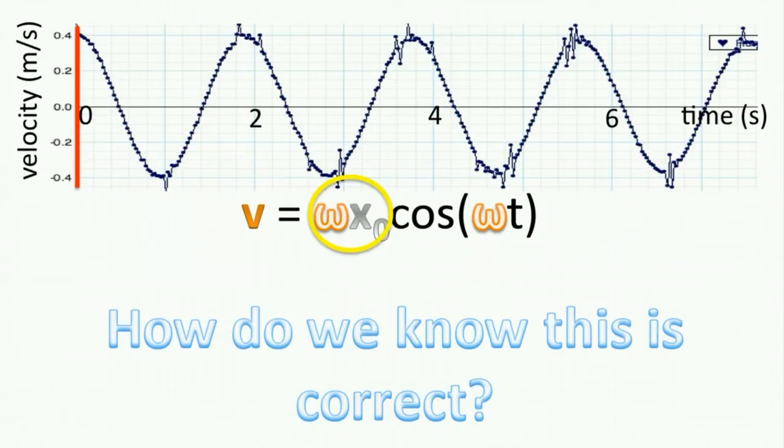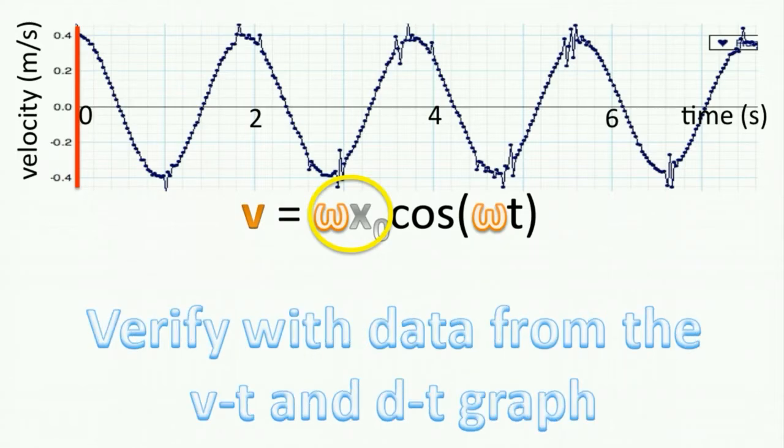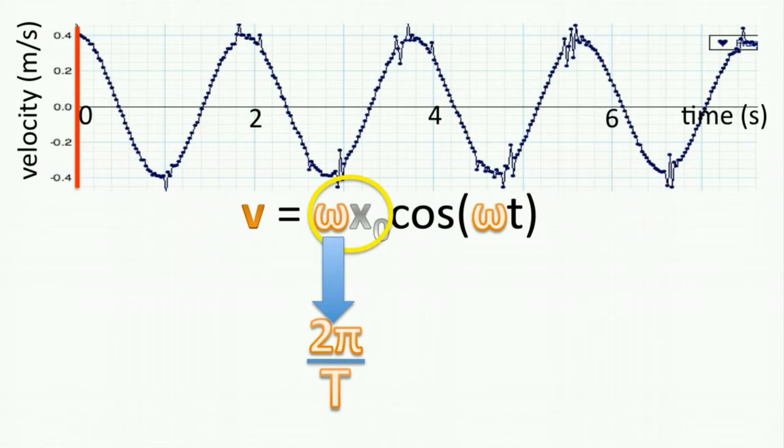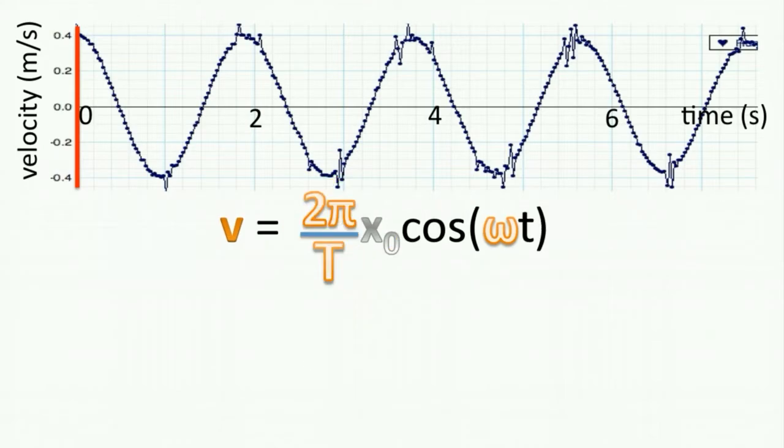So how do we know this is correct? Specifically, how do we know that the amplitude is given by that expression, omega multiplied by the amplitude of the position time graph? Well, we're going to verify this with data from the VT and DT graphs. Recall, omega is 2 pi over the period. So we could substitute that.